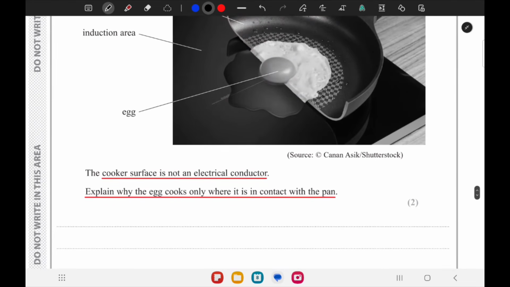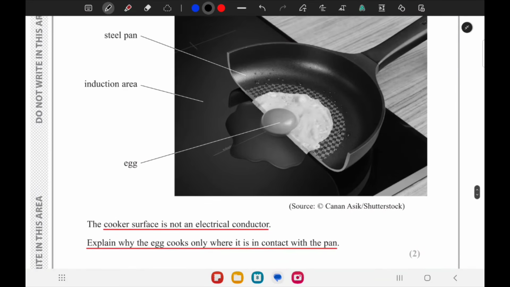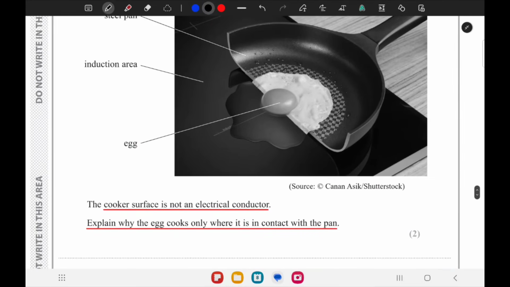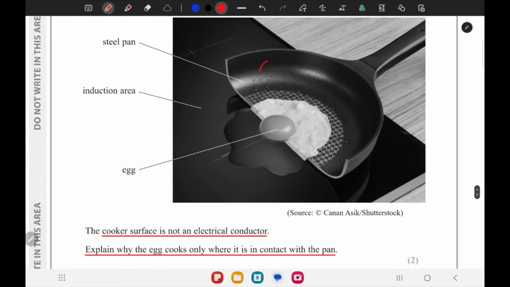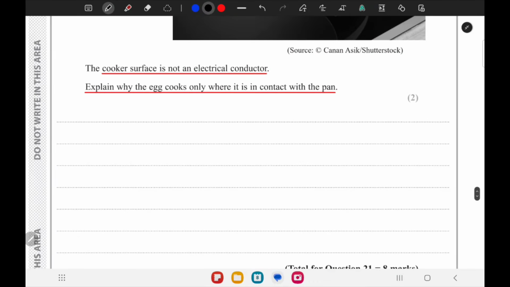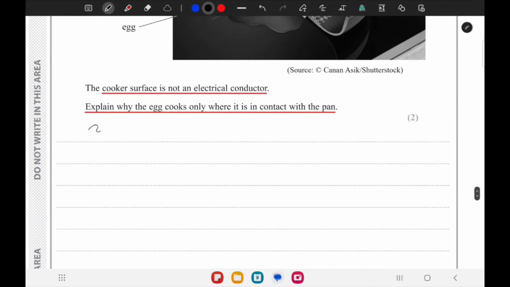In this case, only the pan would be heated, as there would be no current in the induction area since it is not an electrical conductor. So even if an EMF was induced, the induction area would not cause a flow of current due to the induced EMF. However, in the steel pan, if an EMF is induced, a current would circulate, causing a heating effect. So the surface of the cooker does not get hot.